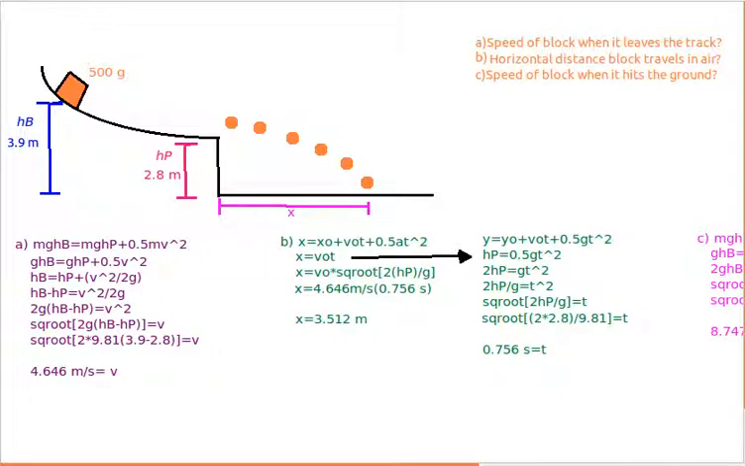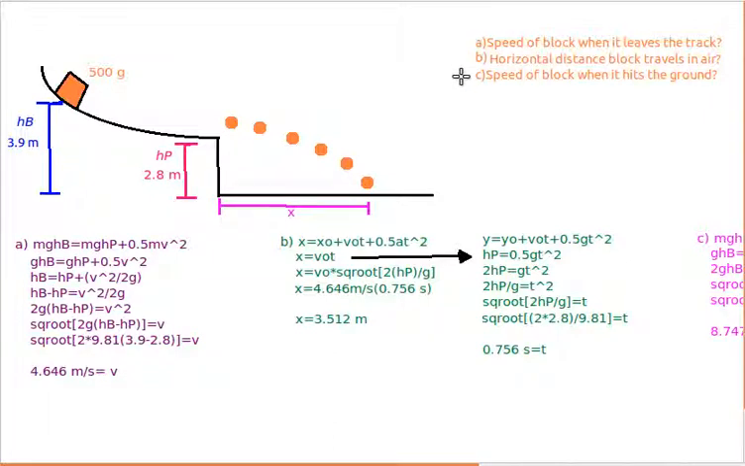Okay, so in this video we have a block that's starting at rest and it slides down a frictionless track. It leaves the track horizontally and flies through the air and then hits the ground right here. So we have three questions that we're going to solve in this video. A, we're going to solve the speed of the block when it leaves the track. B, the horizontal distance the block travels in the air, and then C, the speed of the block when it hits the ground.